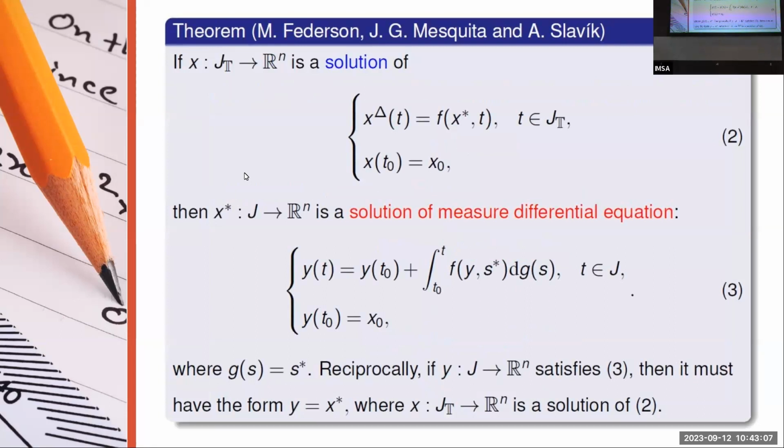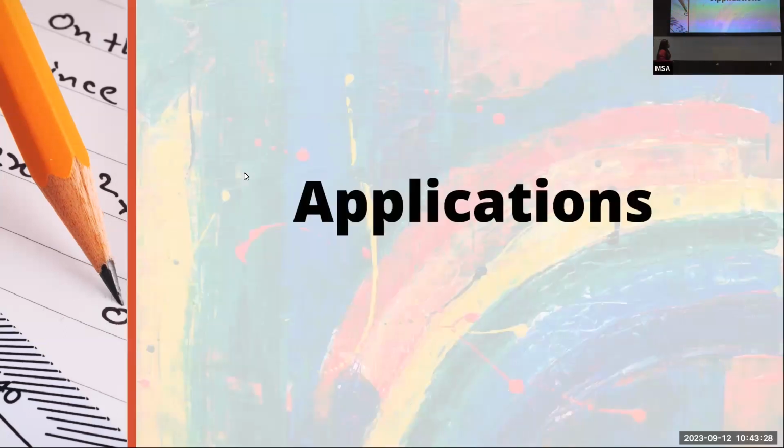So if you have the solution for the measure differential equation, you know that it has the form x star, where x is the solution of your dynamic equation on time scales. So we can have both. And again, we can put everything inside of generalized ODEs. So, from these types of results, we could prove many results.